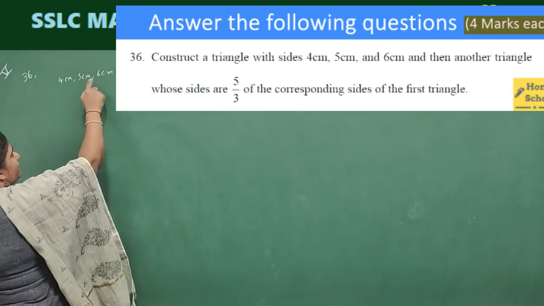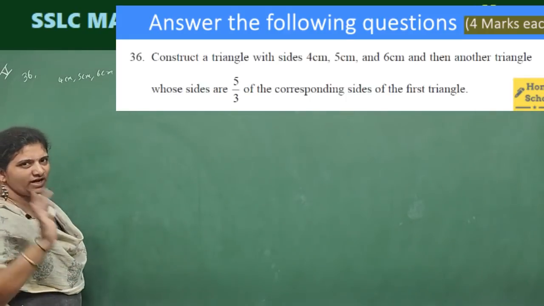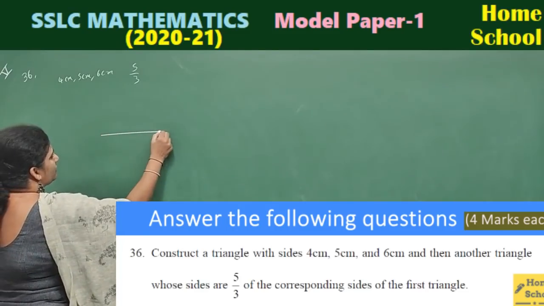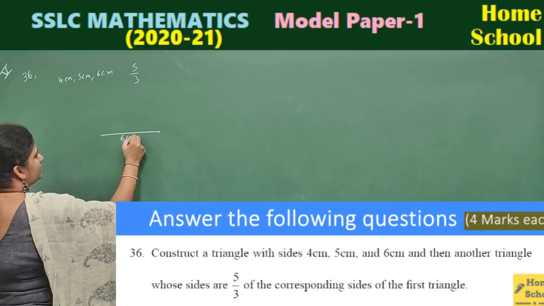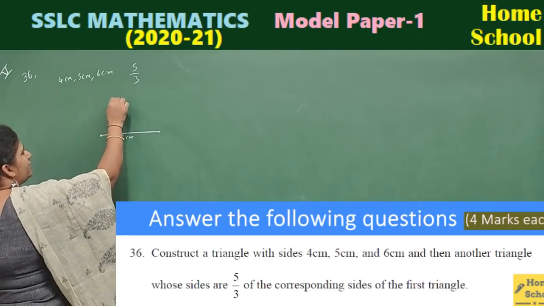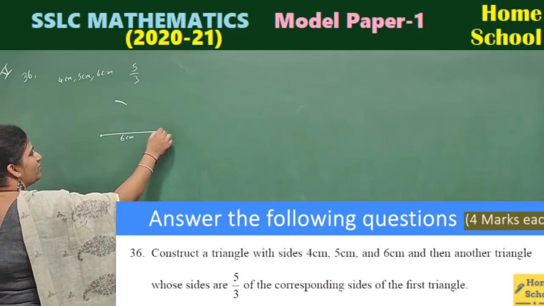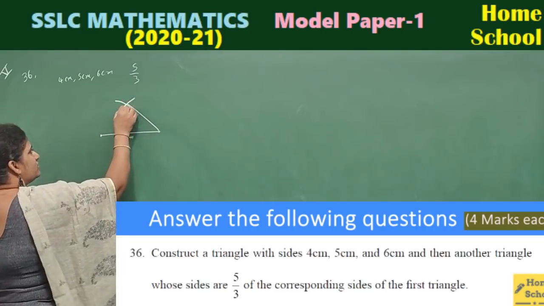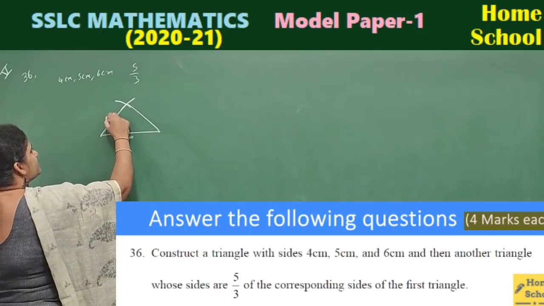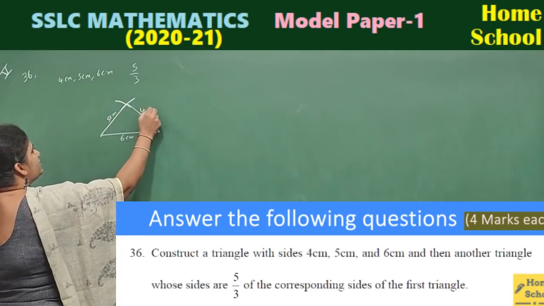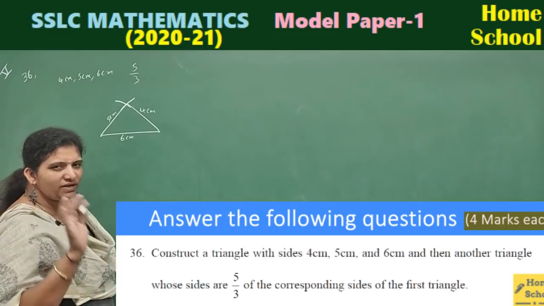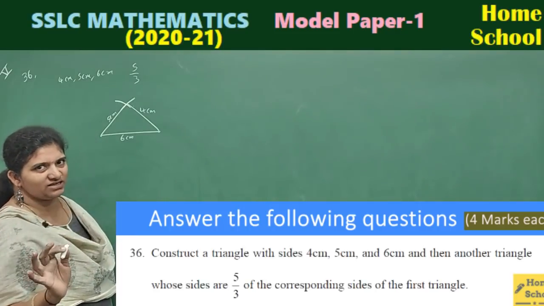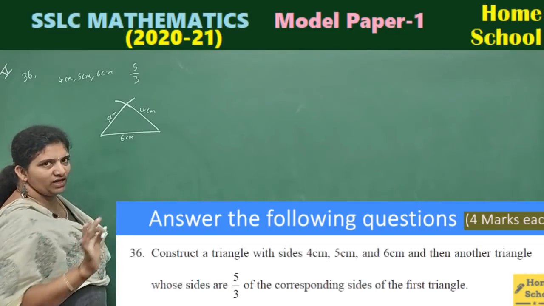4 cm, 5 cm, 6 cm, draw a triangle. Okay, let me take base 6 centimeters. And from one point, 5 centimeters, draw an arc. From another point, cut this arc with 4 centimeters. So look here carefully. This is 5 centimeters, 4 centimeters. This is a rough figure. Please don't do this construction with a free hand. Okay, I am doing it with a free hand.